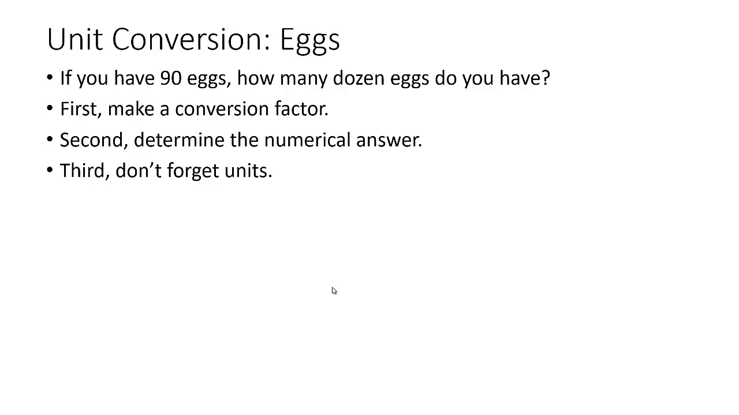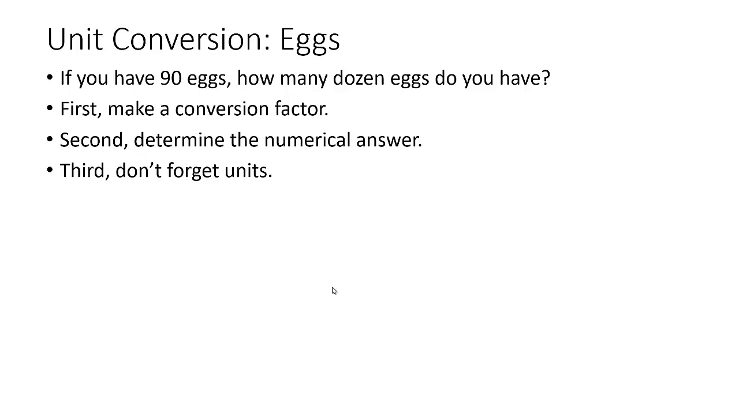Let's do another example. This one's not in the chemistry world, but it's in life. Eggs. Let's say somebody asks you, how many dozen eggs do you have? And you say, I don't know, I've got 90. How would I convert from 90 eggs to a dozen eggs? Well, the first thing you'd want to do is make a conversion factor. So if I were to ask you, how many eggs are in a dozen eggs? You would tell me 12.